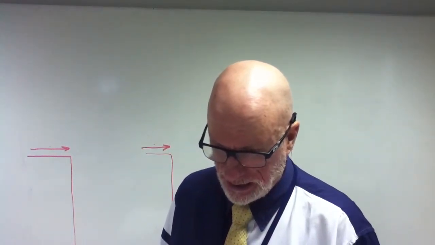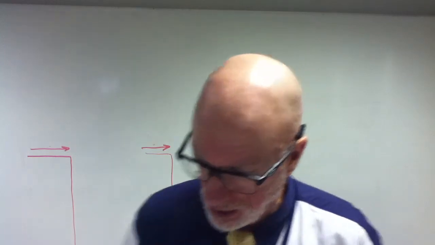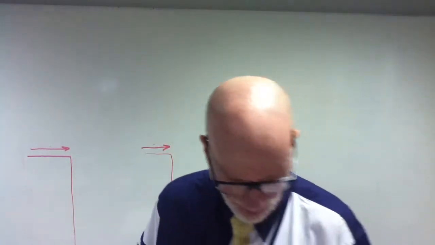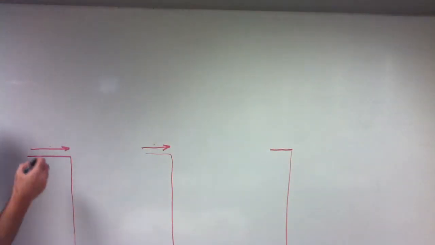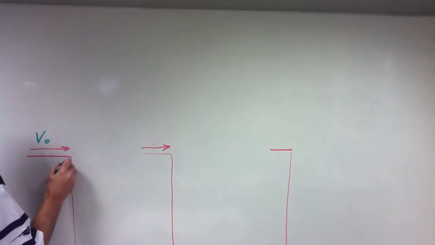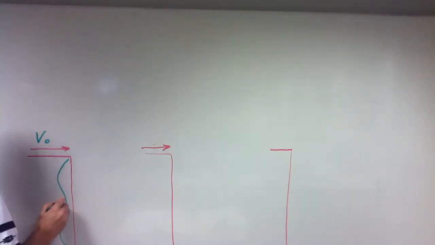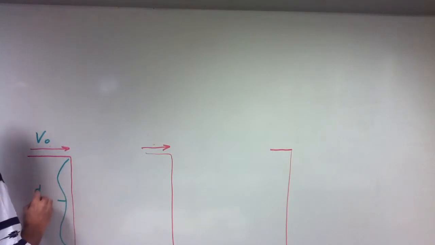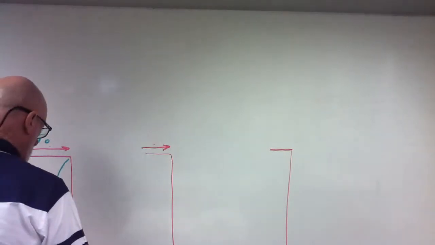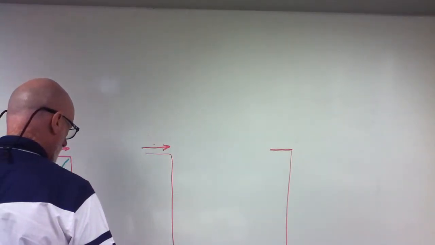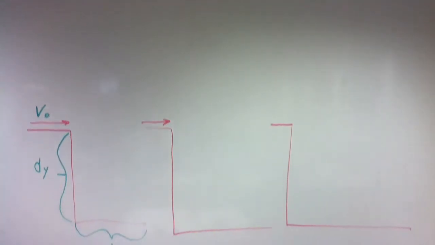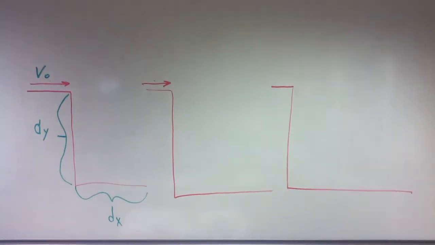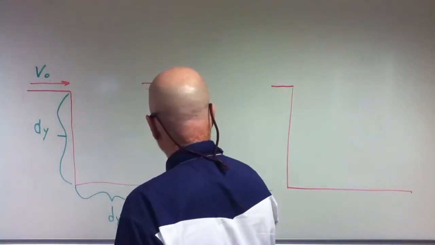Now, let's look at three separate problems. We'll say we have three things: V naught, dy, and dx. Can you see all that? Yes? Okay, so let me put those in for each.